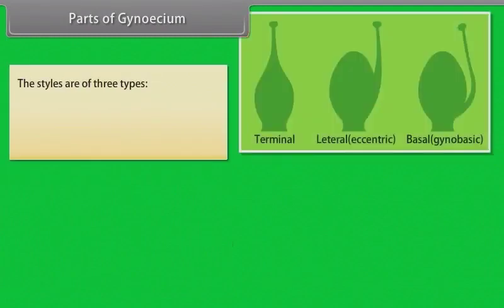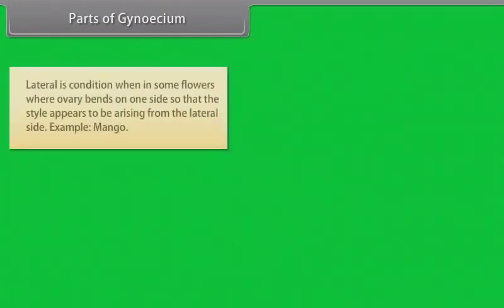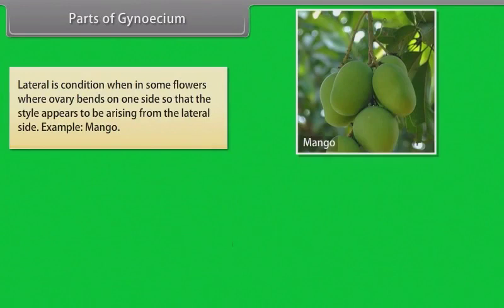The styles are of 3 types: terminal or apical, lateral, gynobasic. Terminal or apical is the condition when the style is usually situated on the top of the ovary and in line of the ovary. Example: Solanum, Hibiscus rosa-sinensis. Lateral is the condition in some flowers where the ovary bends on one side so that the style appears to be arising from the lateral side.